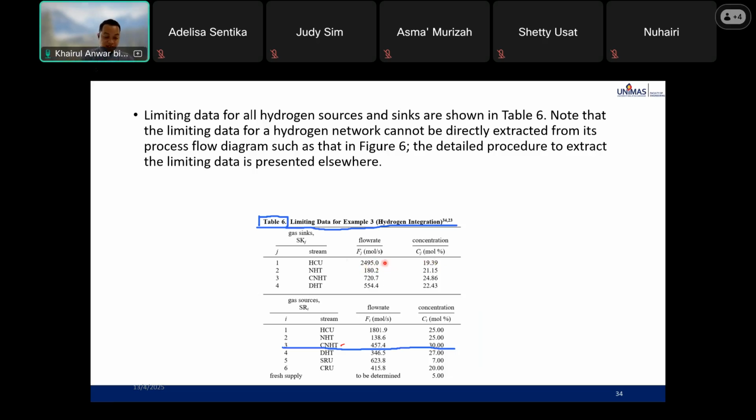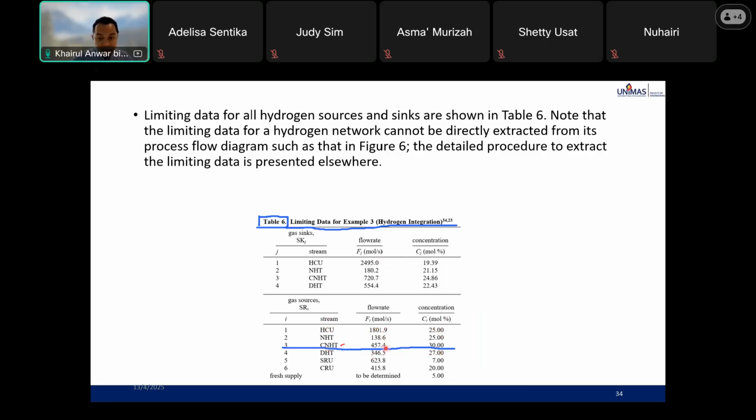But NHT also different. It should be 138, 20% only. And sources from HCU in the figure 6, it's 69, but here it's 1,801. Okay, concentration is the same, 25% for CNHT here.